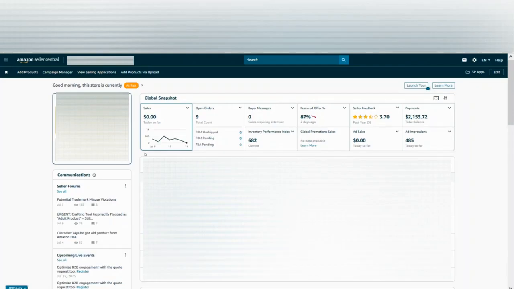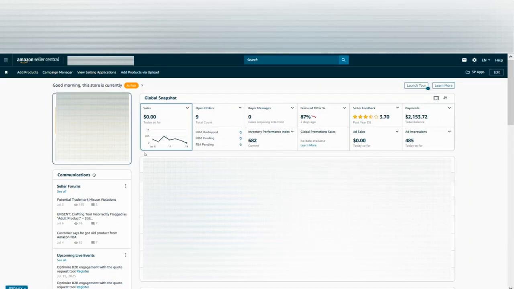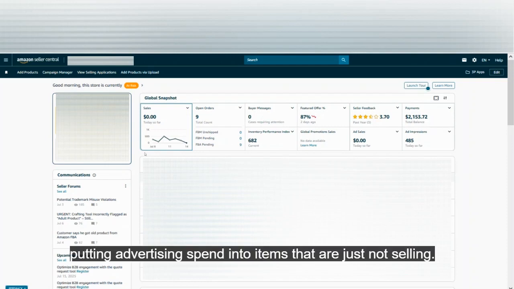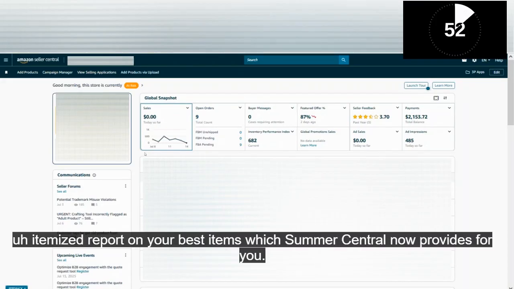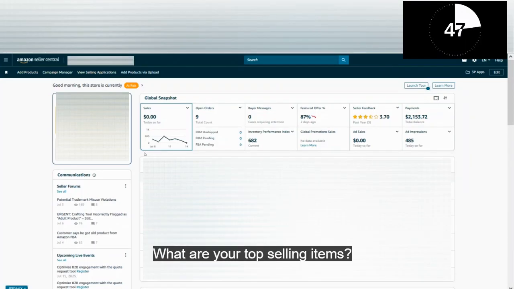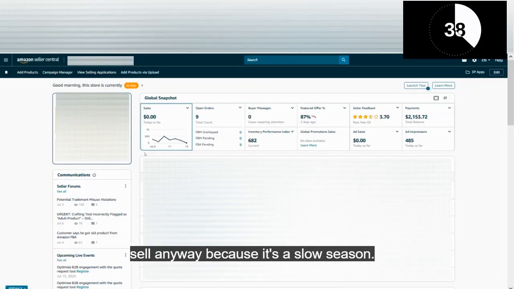So the idea here is to just change things around to the point where you can make as much profit as possible, or just put all the advertising spend into one of your better items instead of putting advertising spend into items that are just not selling. Figure out what is selling. Try to get an itemized report on your best items, which Seller Central now provides for you. What are your top selling items? Maybe you should put all your advertising spend into those items instead of the ones that are not selling, because you know they're not going to sell anyway because it's a slow season.